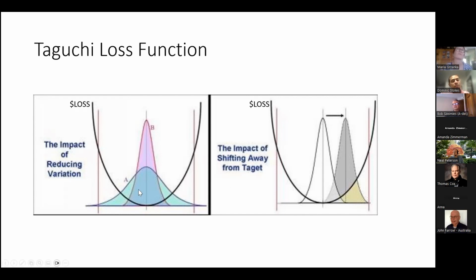So you can see as you reduce variability, your costs get less. And then the worst case is if you've got a process that has a nice tight spread, but you're not running it on target, you're running it over near a spec, you're losing a lot that you don't need to be. I see a hand, Amanda.